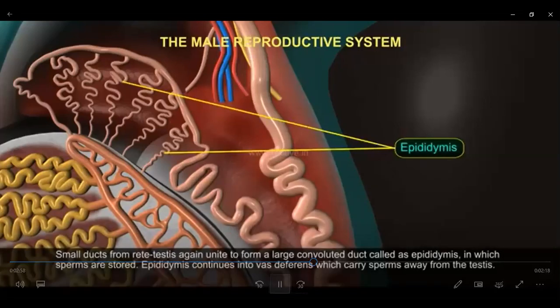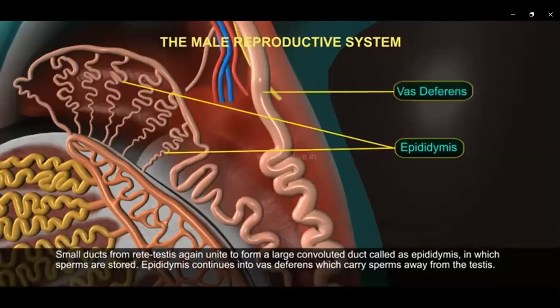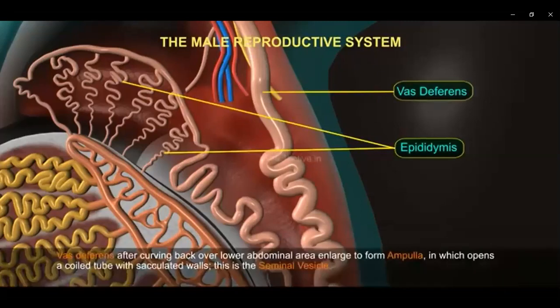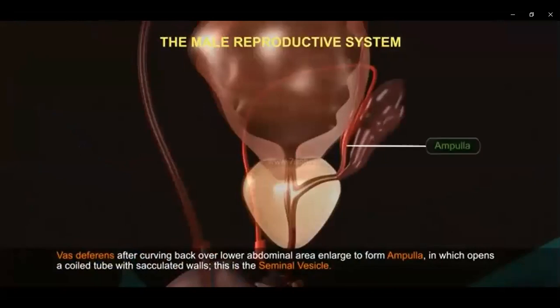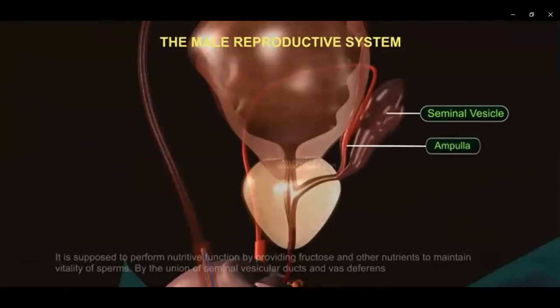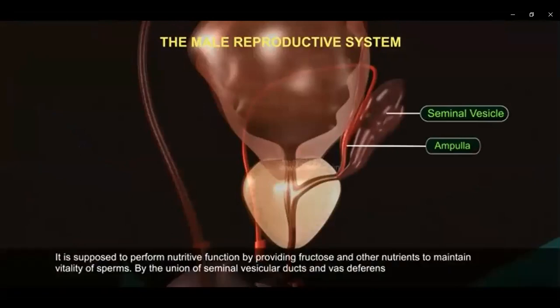Called the epididymis, in which sperms are stored. The epididymis continues into the vas deferens, which carries sperms away from the testes. The vas deferens, after curving back over the lower abdominal area, enlarges to form the ampulla, in which opens a coiled tube with sacculated walls. This is the seminal vesicle. It is supposed to perform a nutritive function by providing fructose and other nutrients to maintain vitality of sperms.